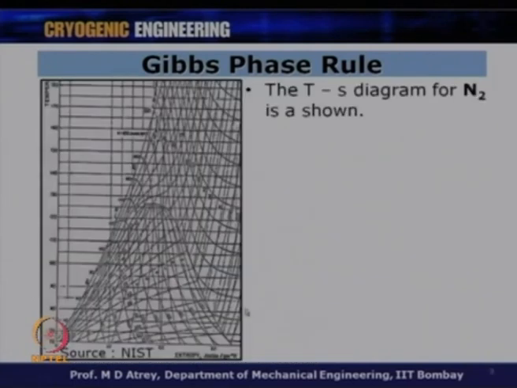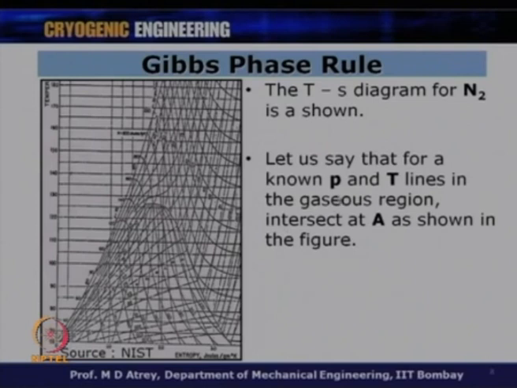Let us see, for example, this diagram, which is a temperature entropy diagram, and most of you are familiar with this temperature entropy diagram now. Let us say that the known properties are P and T, pressure and temperature, and I need to locate a point in the gaseous region. This is the gaseous region. As you know, this is a dome. Inside this dome, what we have is a two-phase region. But we are talking about a single component and single phase, and therefore, we are in the gaseous region, and I want to locate a point in the gaseous region.